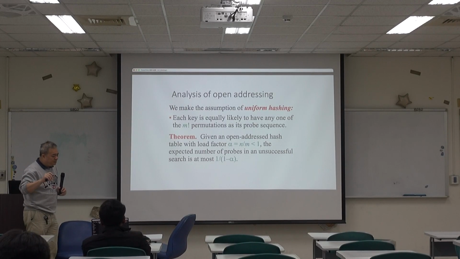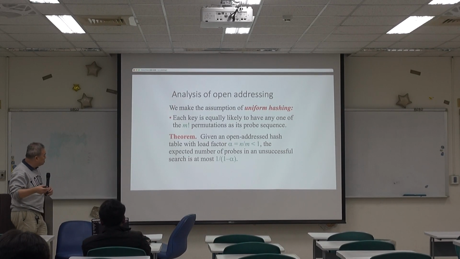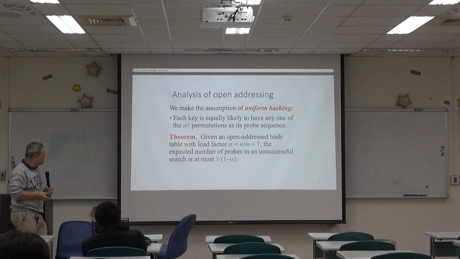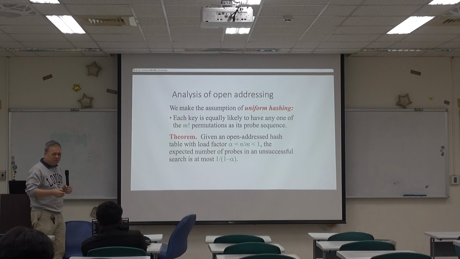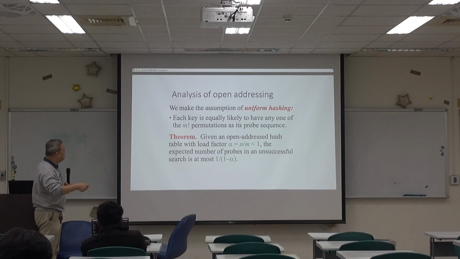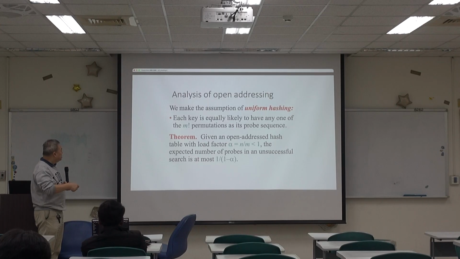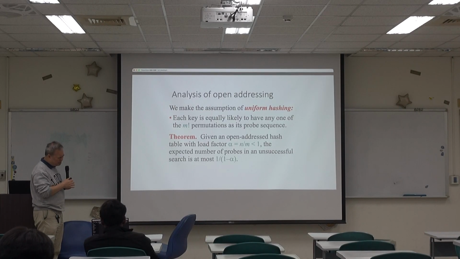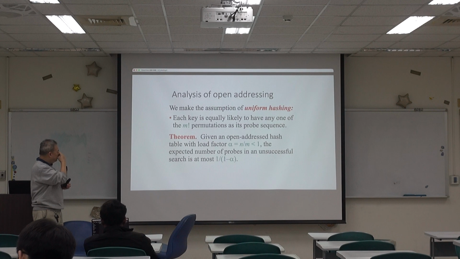How do we achieve uniform hashing? That will be advanced material that we will discuss in the next lecture. On another slide: each key is equally likely to have any one of the n-factorial permutations as its probe sequence. That's what we mean by uniform hashing.